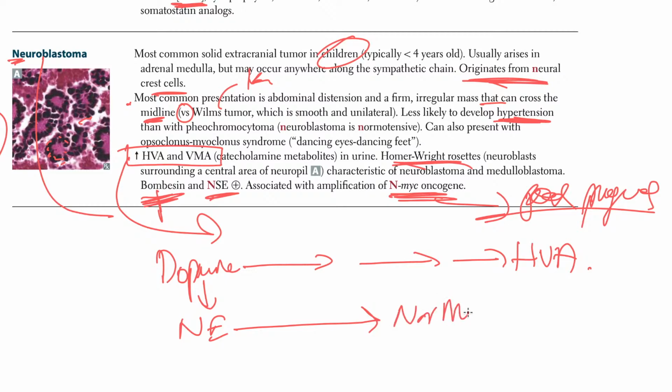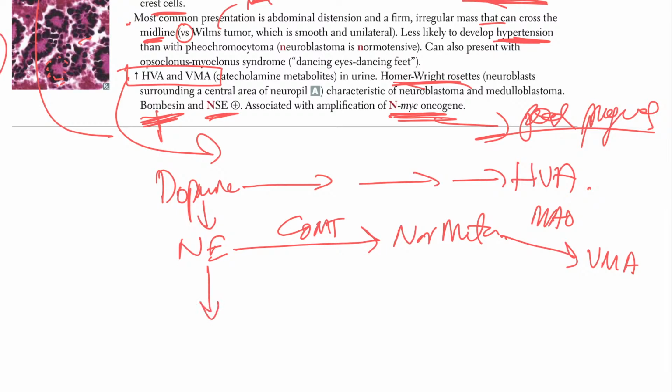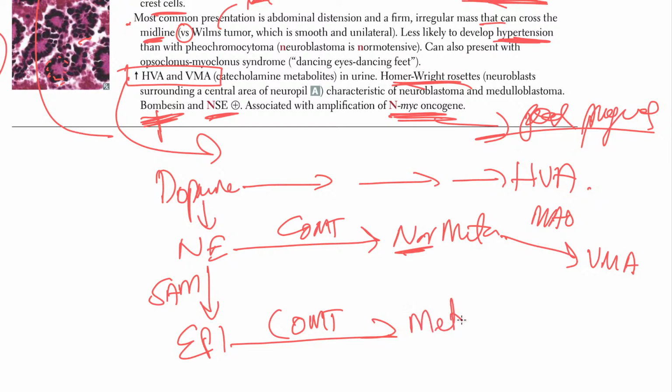normetanephrine by the enzyme COMT. Then normetanephrine will be converted into VMA, vanillylmandelic acid, by the enzyme MAO. There's an enzyme that works on norepinephrine called SAM. SAM will convert norepi into epi, and COMT will work on it again and make the same thing, but instead of normetanephrine, it's going to be metanephrine. Metanephrine will again be converted to the same metabolite, VMA, through the same enzyme, MAO.